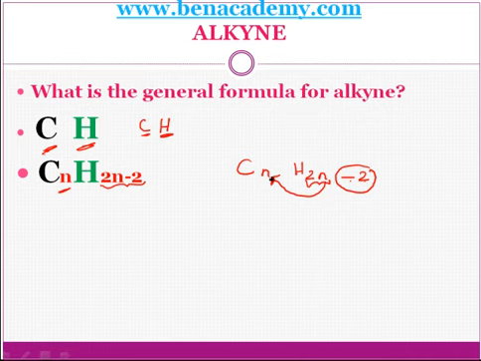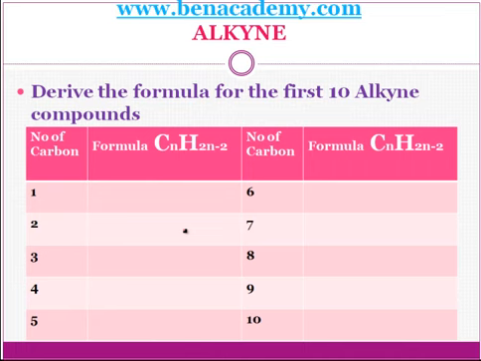Therefore, alkyne is a hydrocarbon in which the number of hydrogens is 2 less than 2 times the number of carbon. That's it. Okay, let us move on to the next question. Derive the formula for the first 10 alkyne compounds.